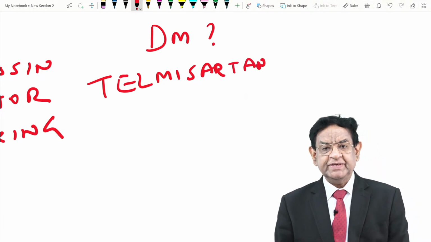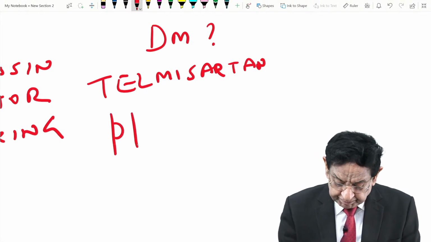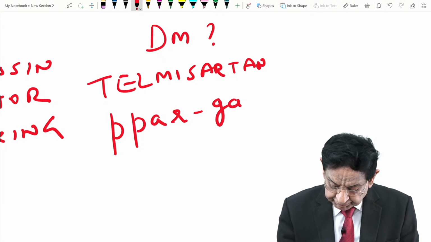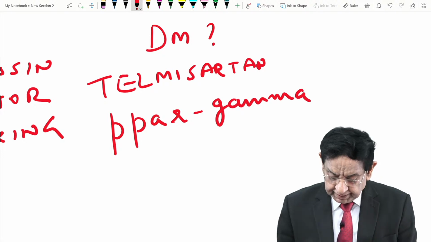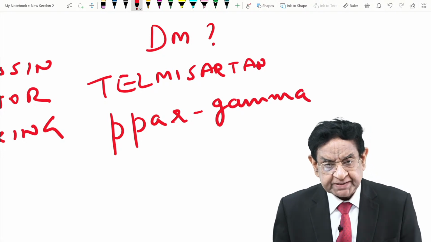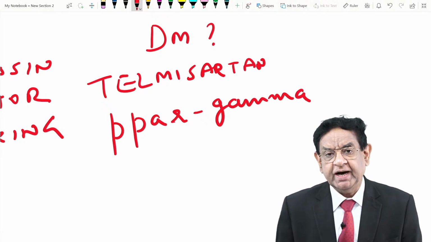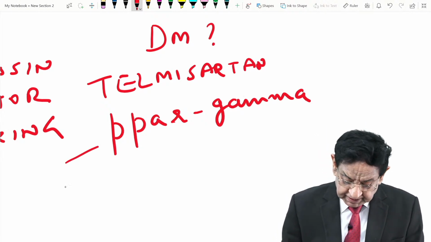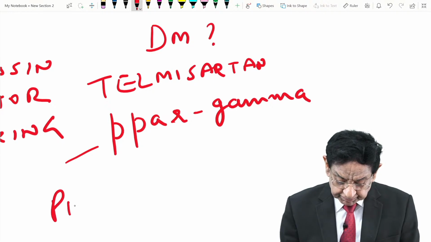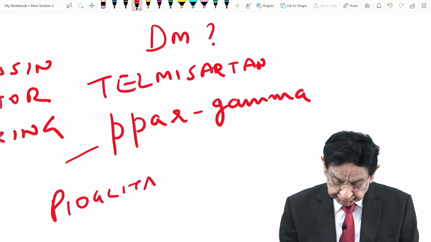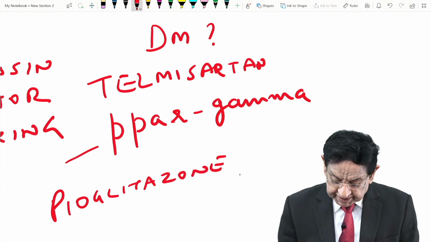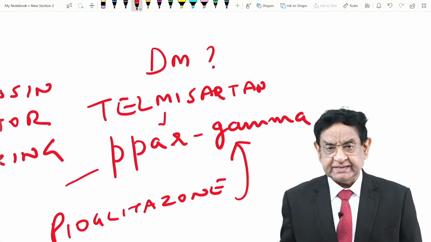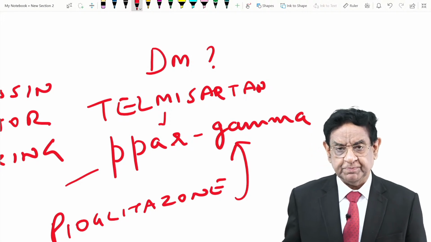This is one ARB which also acts on the PPAR gamma receptor. Telmisartan, of course, is an anti-hypertensive drug, but it also acts on the PPAR gamma receptor, and we know very well that drugs like glitazones, like pioglitazone, which are anti-diabetic drugs, act on the PPAR gamma receptor. So telmisartan has a mild anti-diabetic action also.